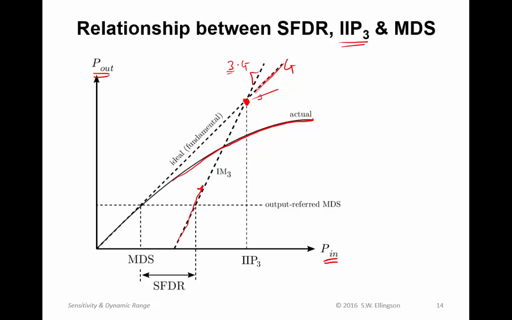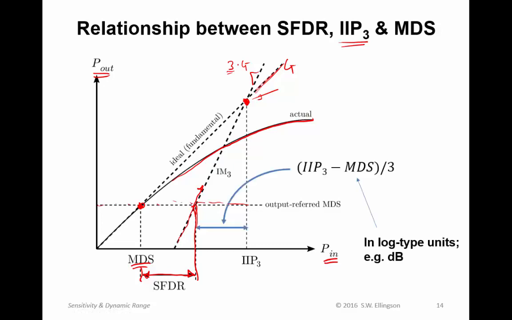And over here, I'm indicating the MDS. The MDS could be anywhere on this curve, but for the purposes of illustration, I'm saying it's here. And that implies a certain level at which the IM3s would be equal to the MDS. So we see right away that this distance here is equal to the two-tone spurious-free dynamic range. Now the reason this whole business becomes useful is because I know that the distance from here to here is simply the distance from here to here divided by 3. How do I know that? Because the slope of that line is 3.